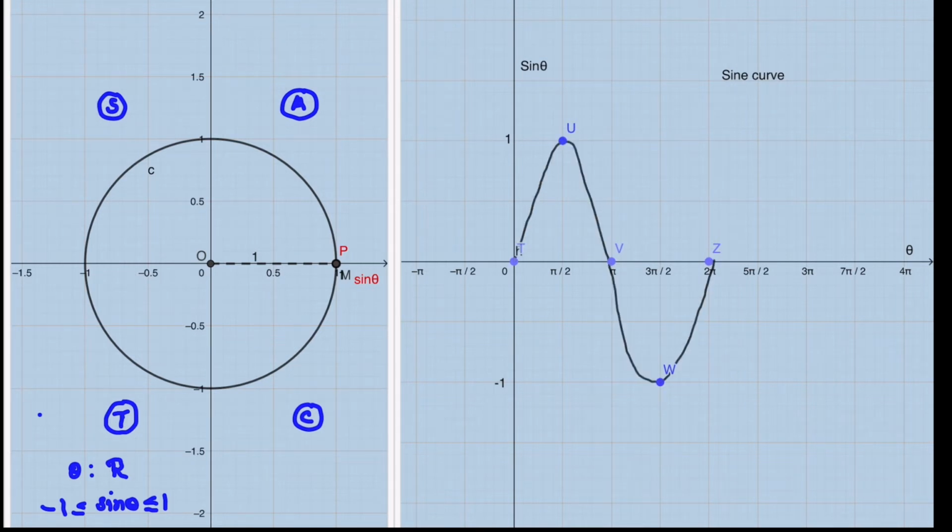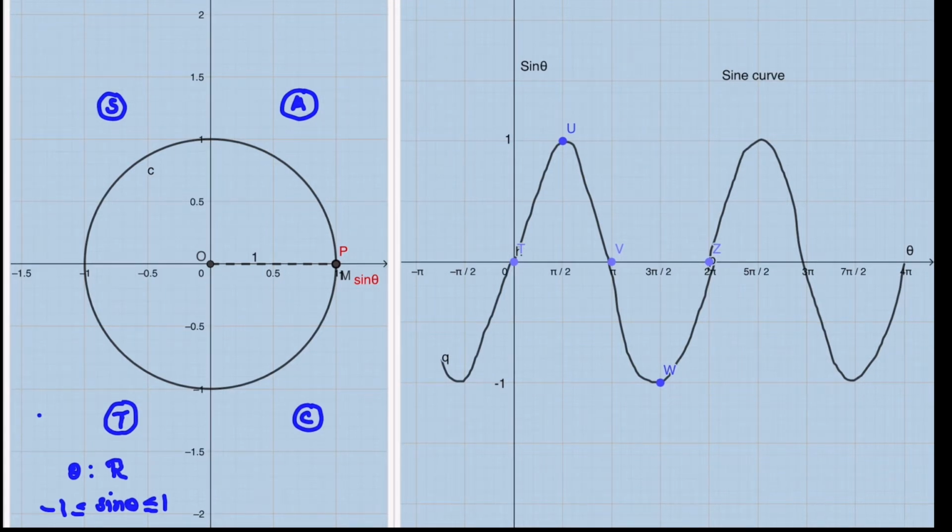So this is the sine curve for the period of 2 pi. So the same curve repeats from 2 pi to 4 pi. Same way we can extend the graph in the negative direction too. From the sine curve also we can make out that sin theta's maximum value is positive 1 and the minimum value is negative 1.